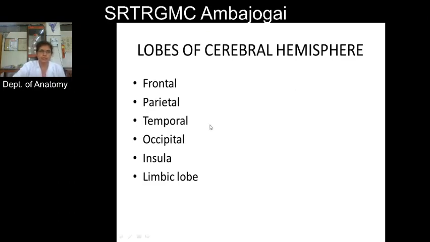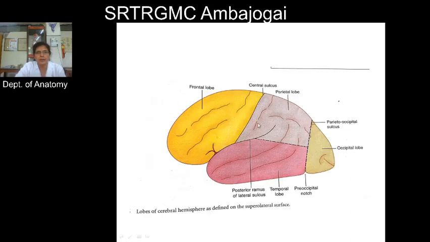Now we will see about the lobes of the cerebral hemisphere. Each cerebral hemisphere is divided into 4 lobes: frontal lobe, parietal lobe, temporal lobe and occipital lobe. There are also 2 other lobes, called the insula and the limbic lobe. These 4 lobes, the frontal, parietal, occipital and temporal, are well defined on the superolateral surface. So this is the superolateral surface of the cerebral hemisphere. Before going to these lobes, we will see the important sulci on the superolateral surface.